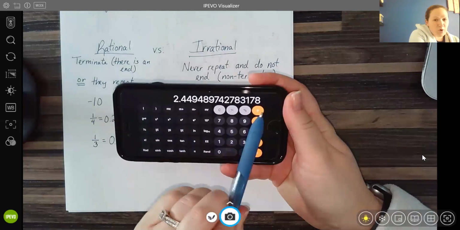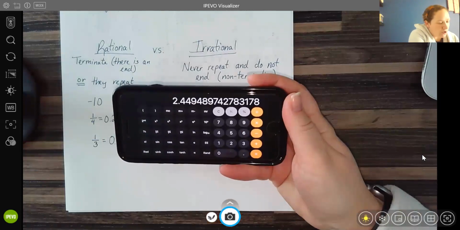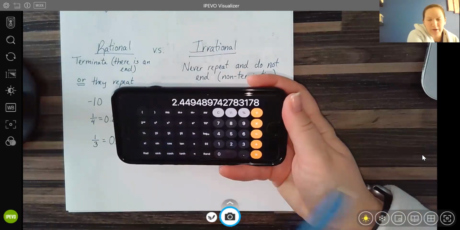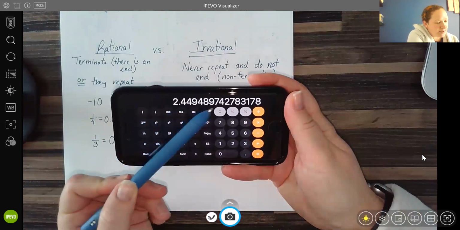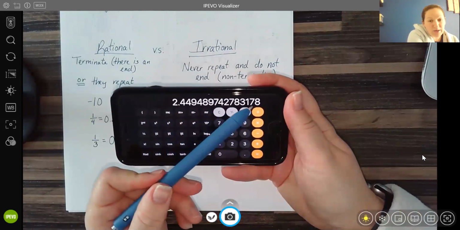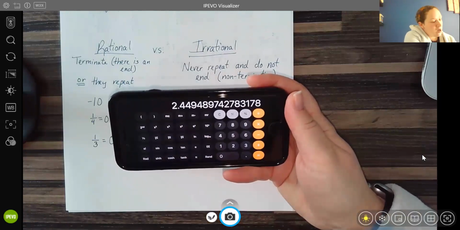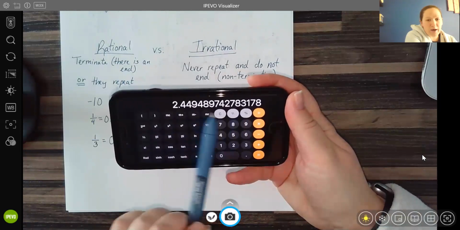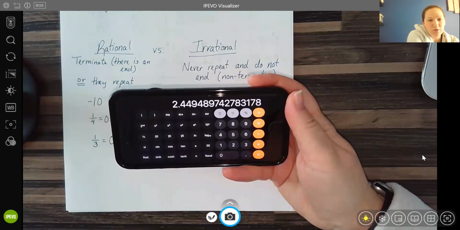This number, now my phone doesn't fit a number that never ends. It's going to go on and on forever. There's nothing my phone can do about that. It has to cut it off at some point. But this should be enough for you to recognize this number is not going to end. Okay, if my calculator had a bigger screen, it would continue going on and on. I also don't see any pattern that repeats. Okay, so that's an irrational number.